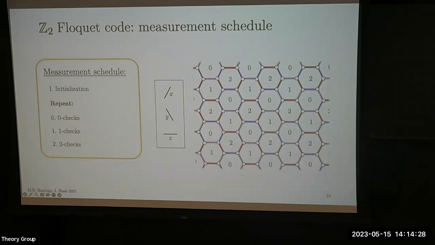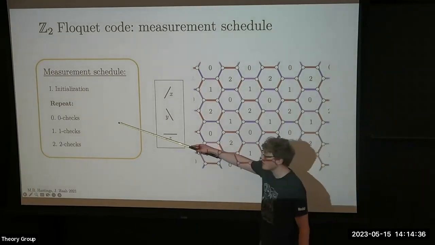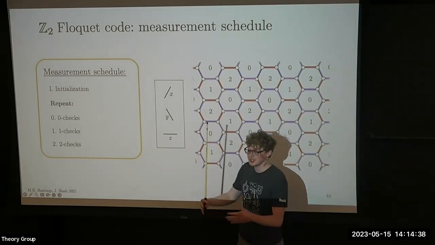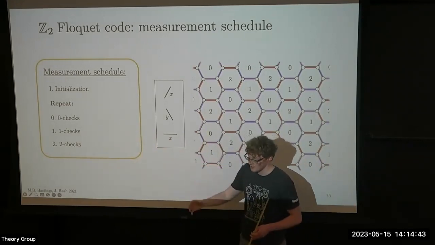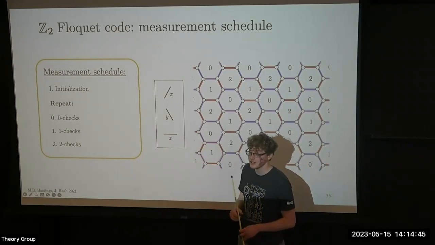How often do you do this? What role does the period play? After each period, you have enough information to detect errors. So after a full period, that's like measuring both the vertex stabilizers and the plaquette stabilizers of the toric code.